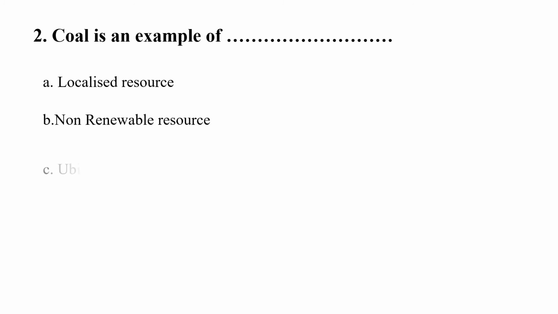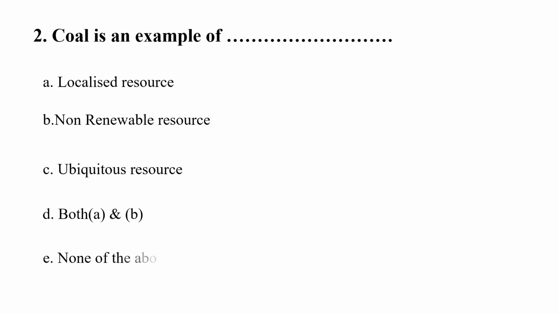Coal is an example of dash. A. Localized resource. B. Non-renewable resource. C. Ubiquitous resource. D. Both A and B. E. None of the above. And the correct answer is D. Both A and B.